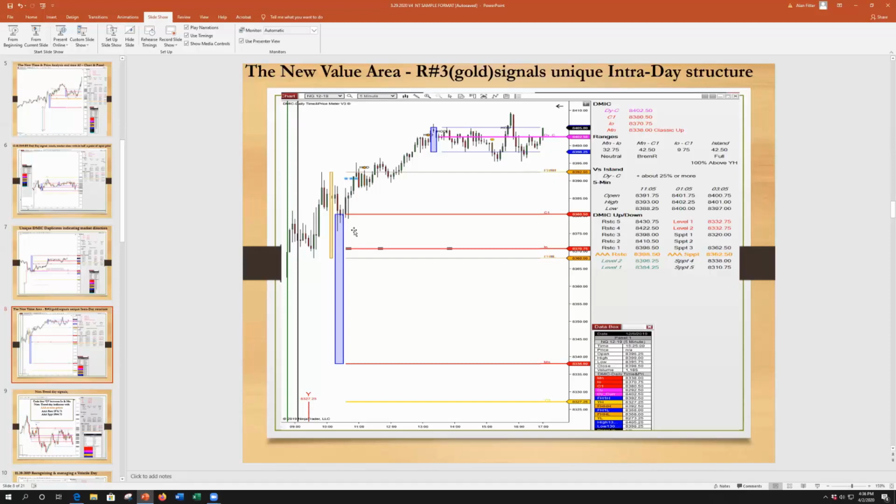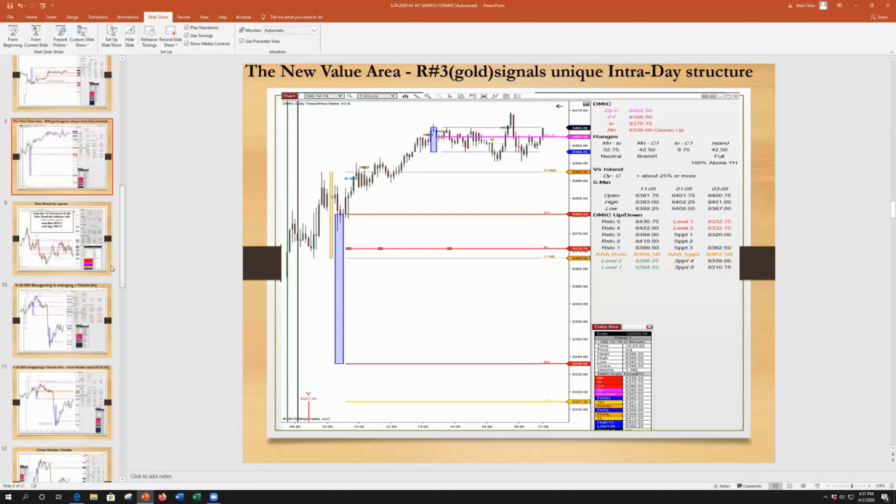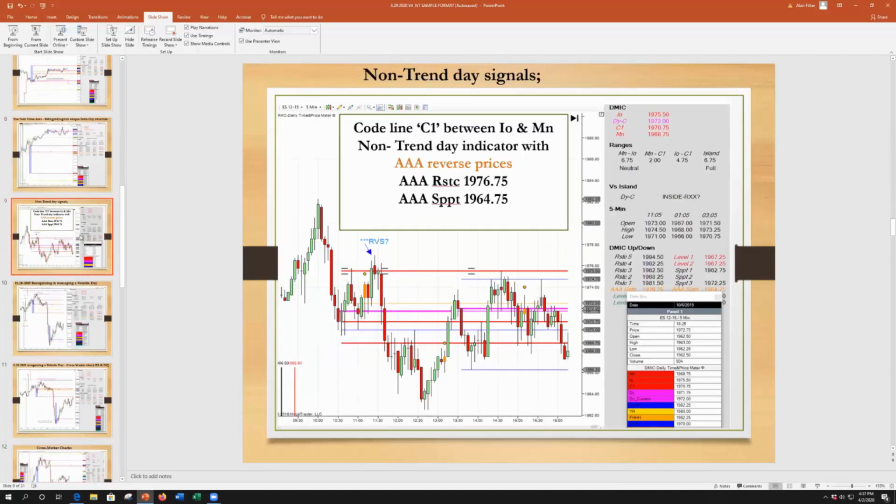A DMIC value area breakup is signaled when the breakup encompasses 2 consecutive daily matrix combination highs. Yesterday's high, today's high. We got a signal that we're 100% above yesterday's high. We have a classic up signal, and we have rectangle 3 giving us more upside signals. So we can see, beginning to see hopefully how we read the chart and how this is valuable information, not only early on in the day, but as we move through the day.